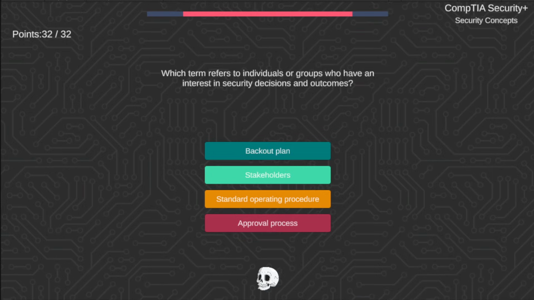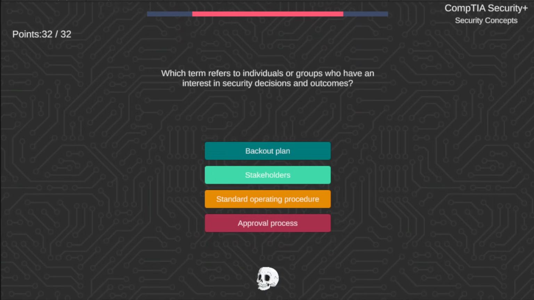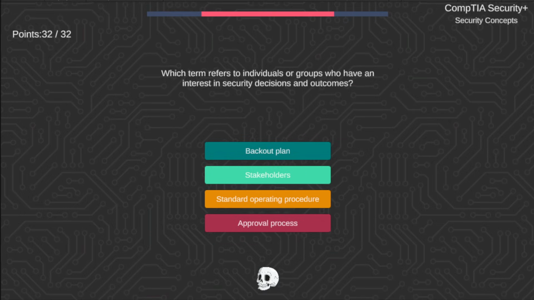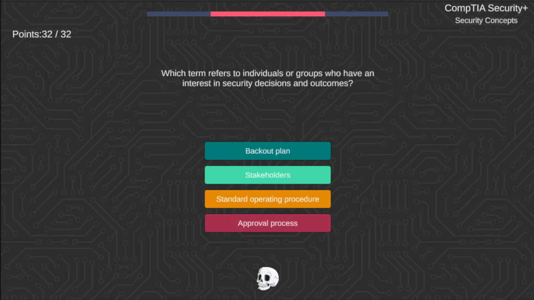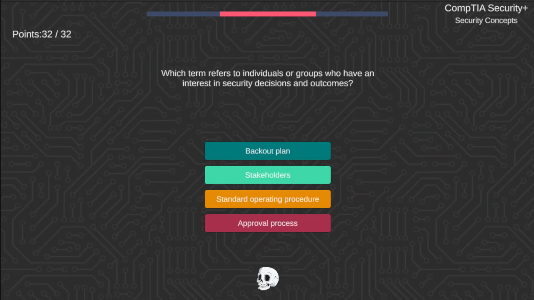Which term refers to individuals or groups who have an interest in security decisions and outcomes? Backup plan, stakeholders, standard operating procedure, or approval process? Individuals or groups who have an interest in security decisions and outcomes.